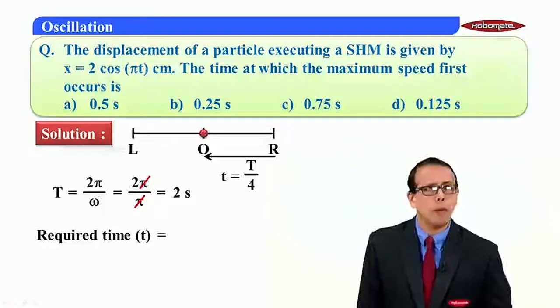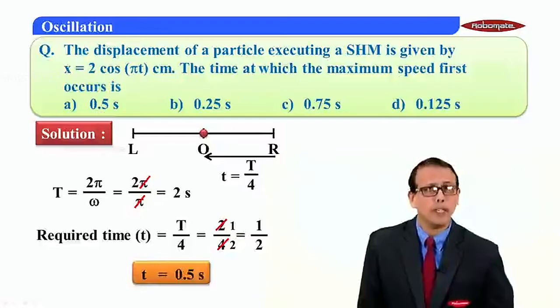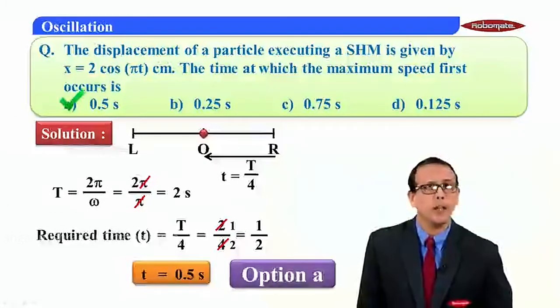Therefore, for this problem, our required time is T/4. Let's substitute the value of T as 2, and hence it will become 2/4, which will ultimately become half. Since our options are expressed in decimal form, therefore half is nothing but 0.5 seconds. That is nothing but option A. Therefore, the right answer for this problem is 0.5 seconds.